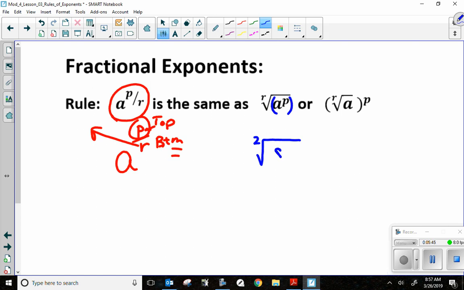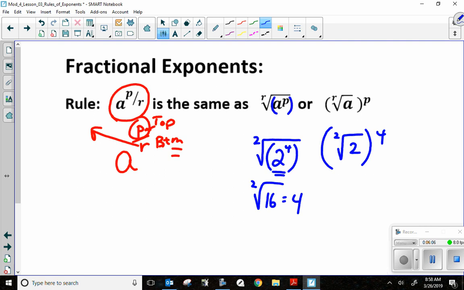Let's do 8. 2 cubed? No, 2 to the 4th power, because that's 16. That's an even square. Okay, I can do my 2 to the 4th power first, which is 16, and get the square root, which would be 4. Or I can do the square root of 2 and put my power to the 4 afterward. It doesn't matter if I do this first or if I do this first. You will end up with the same thing.